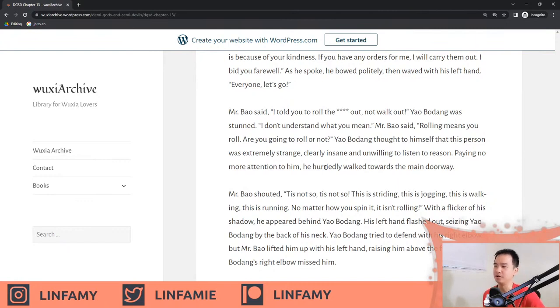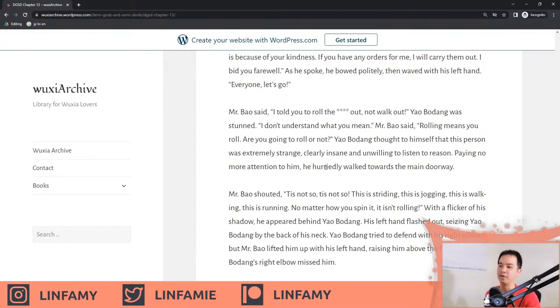Yao Bodang thought to himself that this person was extremely strange, clearly insane, and unwilling to listen to reason. Paying no more attention to him, he hurriedly walked towards the main doorway. Mr. Bao shouted, "'Tis not so! 'Tis not so! This is striding! This is jogging! This is walking! This is running! No matter how you spin it, it isn't rolling!"